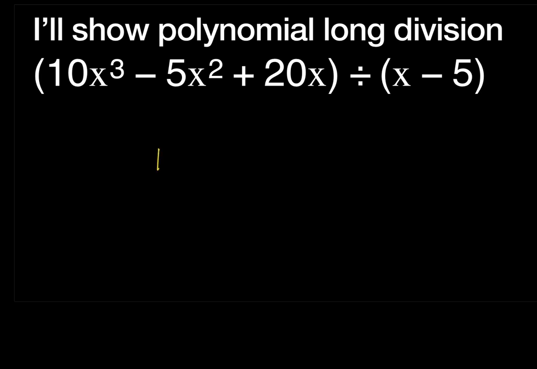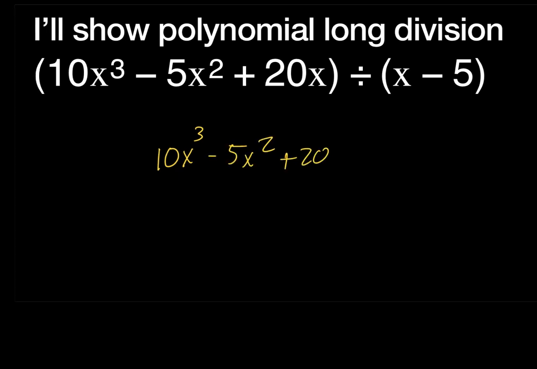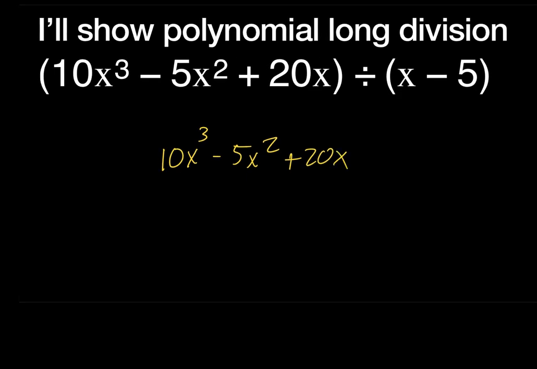But I'm going to start with, and I have to write it in what's called descending order. So the highest variable is 10x cubed. Then I'm going to subtract 5x squared, then 20x. And then, is there a number without an x? No, so I'm going to say plus 0. And I'm going to divide it by x minus 5.